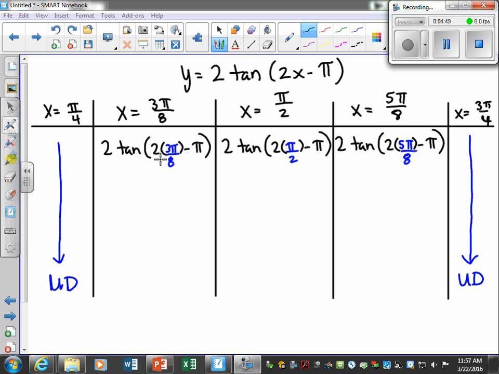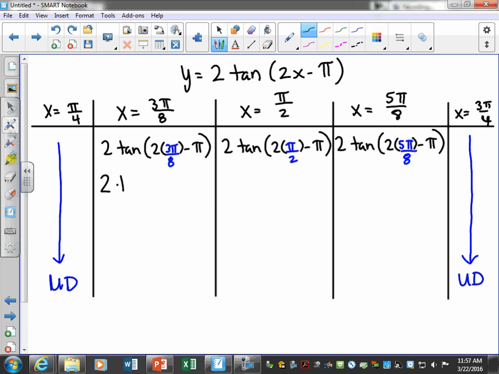So first of all, let's simplify this. So we will have 2 times the tangent. 2 times 3 is 6 pi over 8. 6 pi over 8 just simplifies to 3 pi over 4 minus pi. Okay, so we're still going to do some work on that parenthesis. Get a common denominator of 4, and then when we subtract it, we get negative pi fourths.